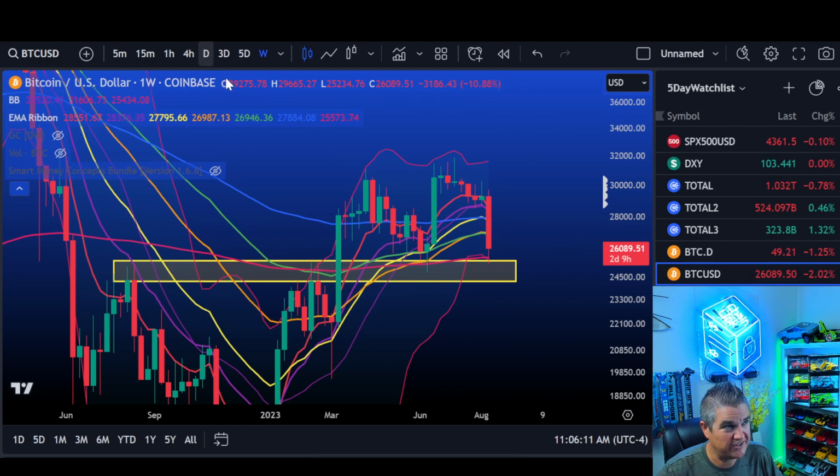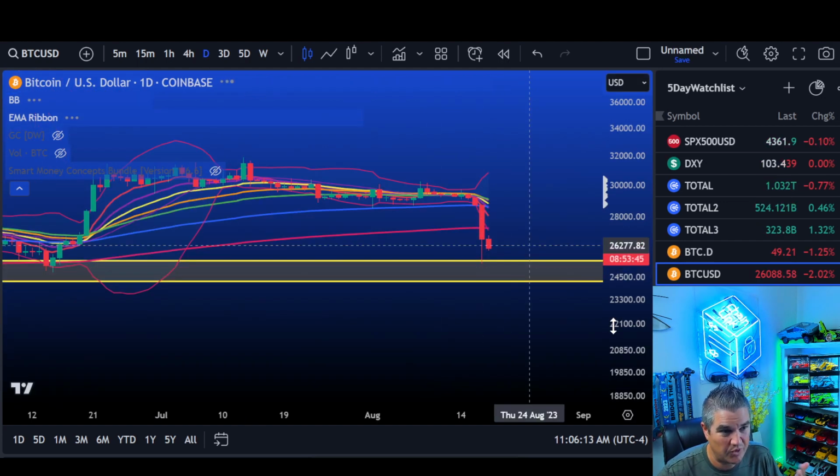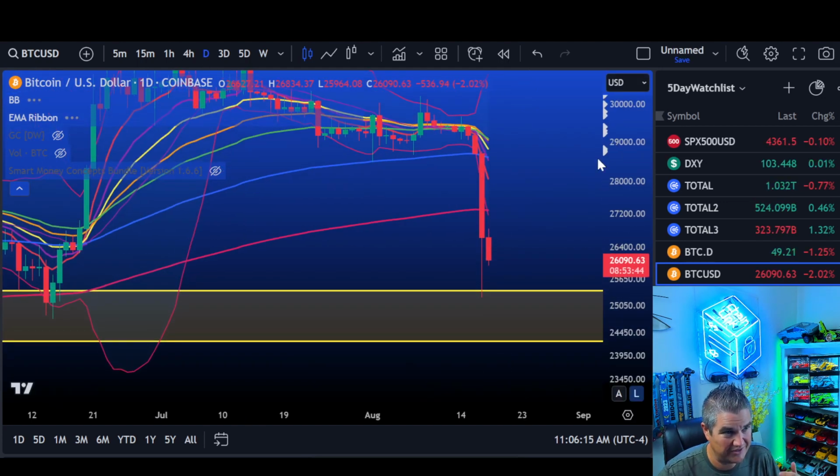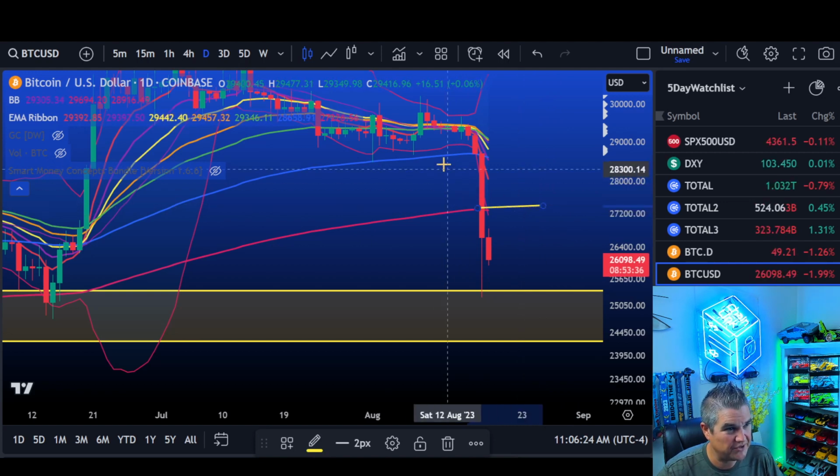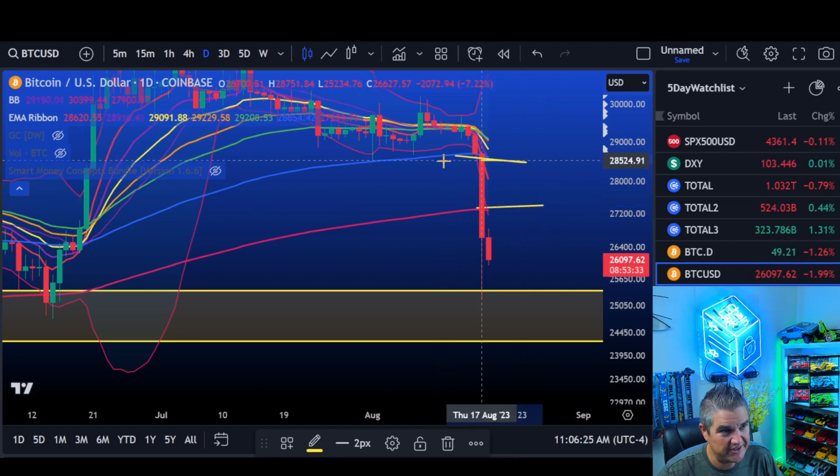Great. Now let's go back on the daily. What happens if we go up? Where's our resistance on the daily chart? Well, we have two lines in the sand, right? There's your 200, right? Probably going to be resistance initially, 27.2, 27.3. The 100 right there in the blue, right?